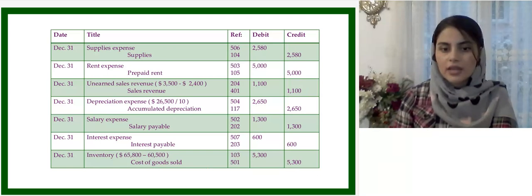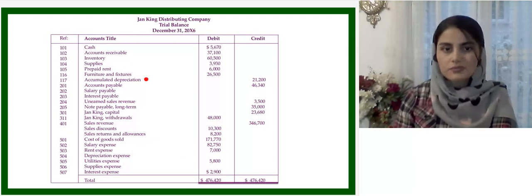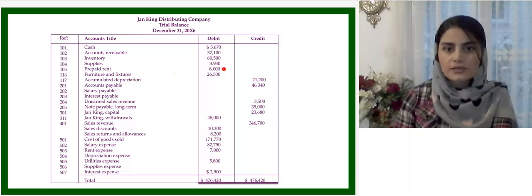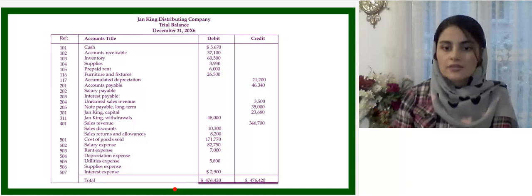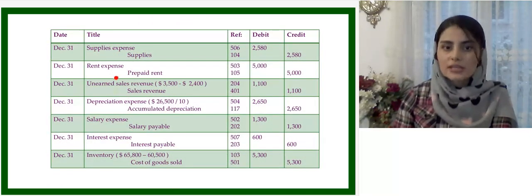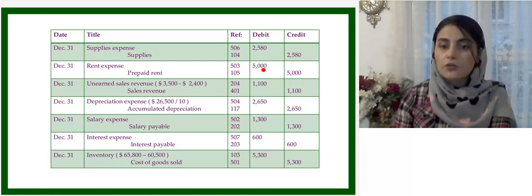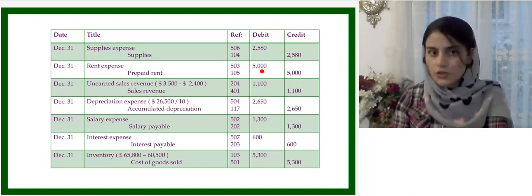If you look at the trial balance of the company, we had prepaid rent $6,000, which is debited. So the entry should be rent expense, prepaid rent for $5,000.